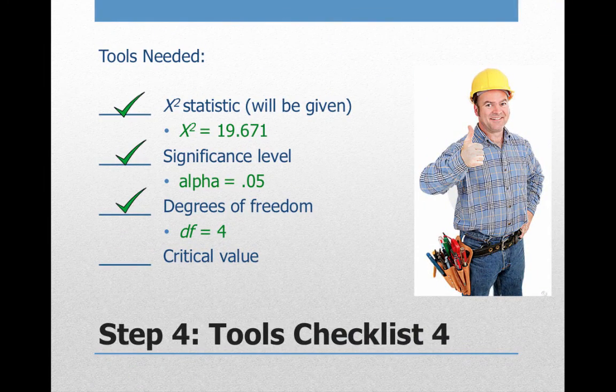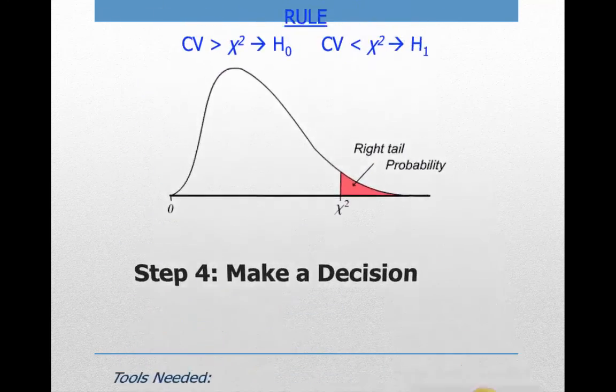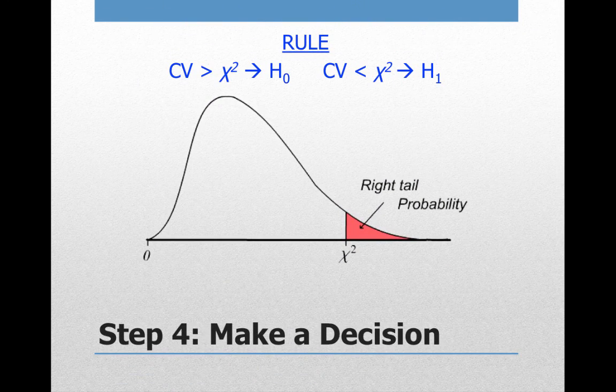So now we have all of our tools that we need in order for us to make our decision. So let's talk about the rule to actually make our decision. So here we go. Here is the rule. It is the exact same rule that we have for ANOVA. Again, notice the shape of this is very similar to our f-test, where we're looking at just the right tail of our normal distribution curve.